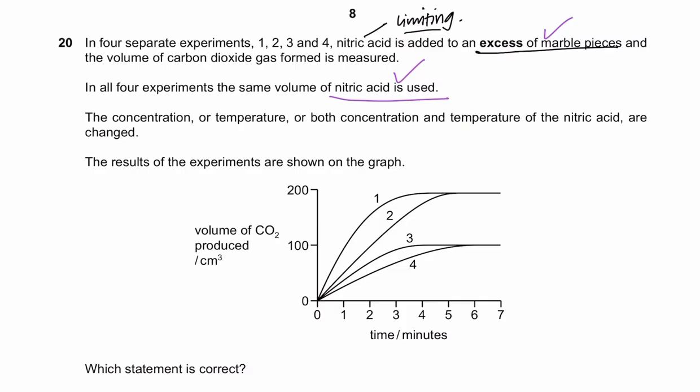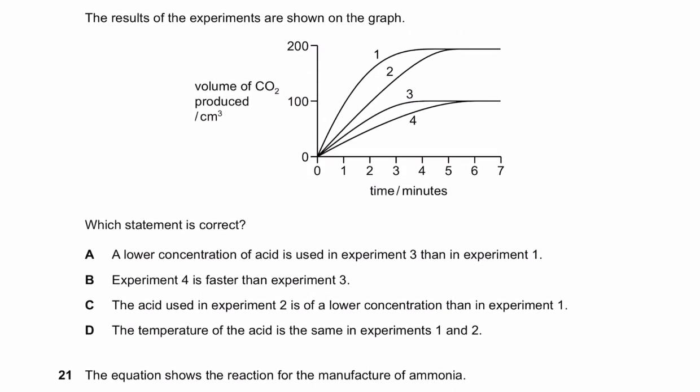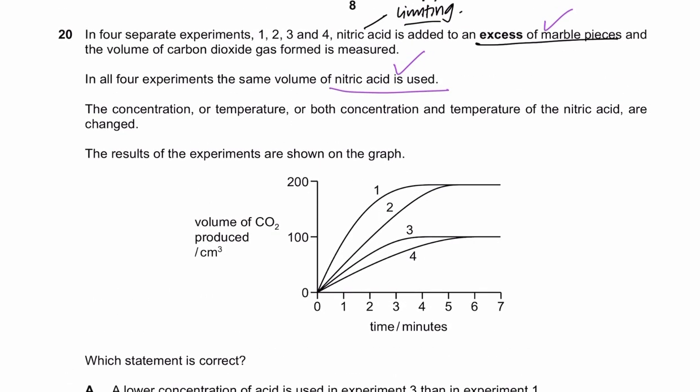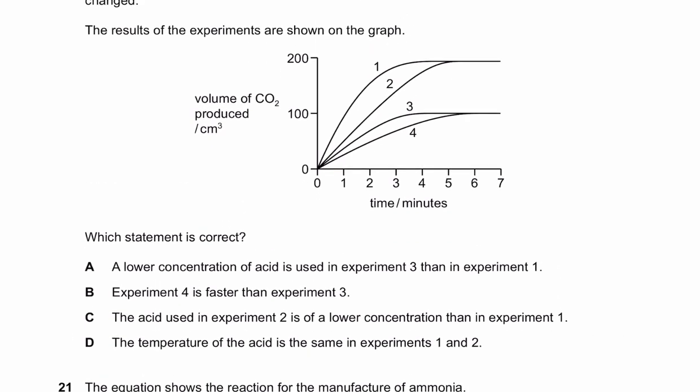So okay, the temperature cannot change the amount of carbon dioxide being produced. That can only be dictated by concentration. Temperature can just speed up the rate of reaction, right? So we know that something is going to be happening with the concentration, right? The results are shown. Which statement is correct? A lower concentration of acid is used in experiment 3 compared to experiment 1.